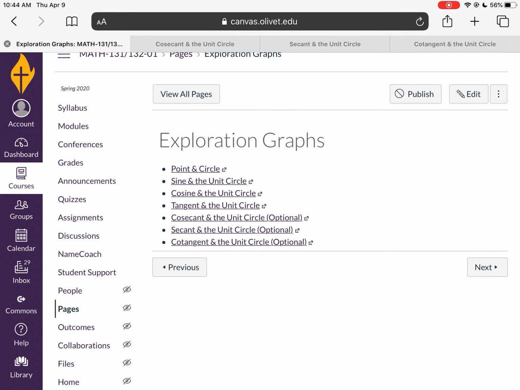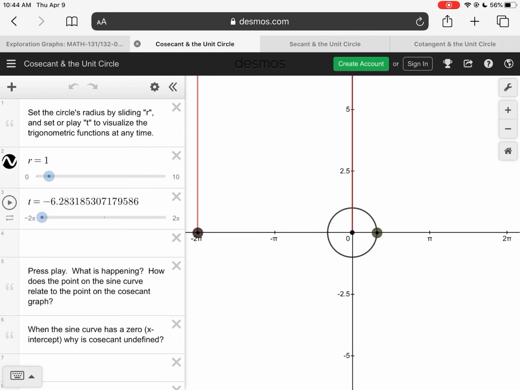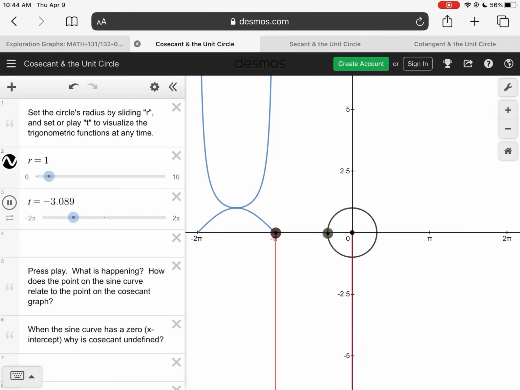In this video, I'm going to take a look at the last three graphs here, cosecant, secant, and cotangent. So cosecant we know is the reciprocal of sine, and so I'm going to go ahead and press play. And you get a pretty cool looking graph here.